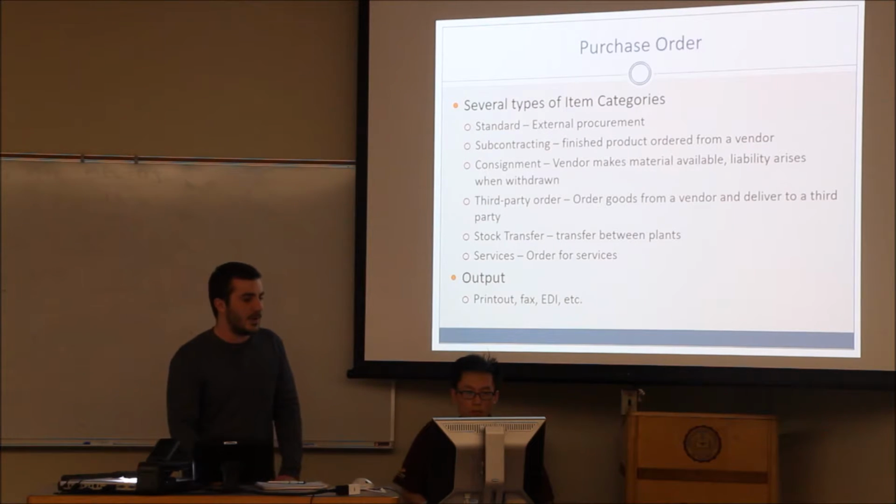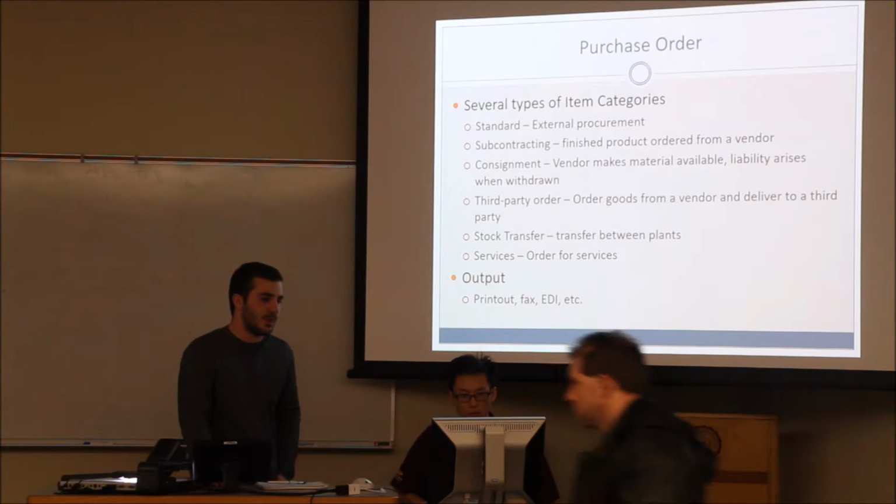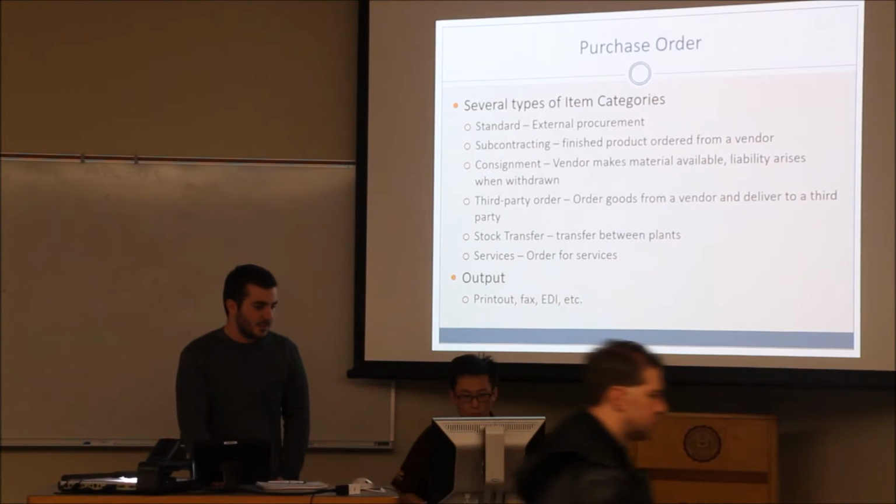There are several types of item categories that go into a PO. There's standard for external procurement, subcontracting, which is where you have another person create the finished product ordered from the vendor, consignment, third-party orders, which order goods from a vendor to deliver to a third party, stock transfer, when you're just transferring items between plants, and services.